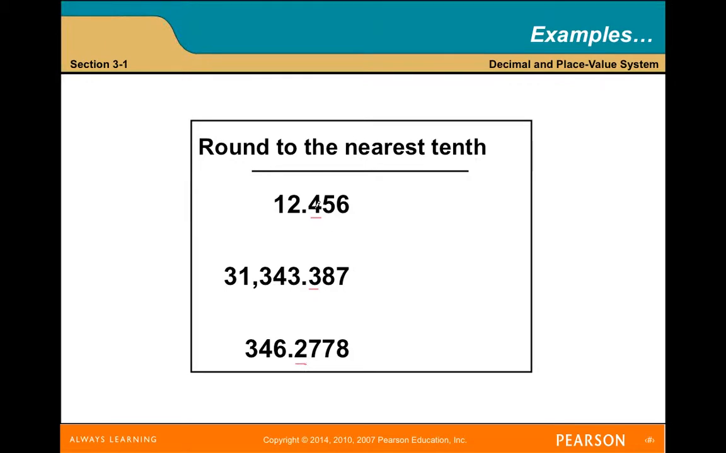I can see some people making the mistake of thinking that the 10th is the second number to the right of the decimal, but it's actually the first. And then this will round up to 12.5 because the number to the right of the number we're observing is 5 or higher. For the next number, again, since this is 5 or higher, we round 3 up to 4. And lastly, since 7 is 5 or higher, we round that up to 3.